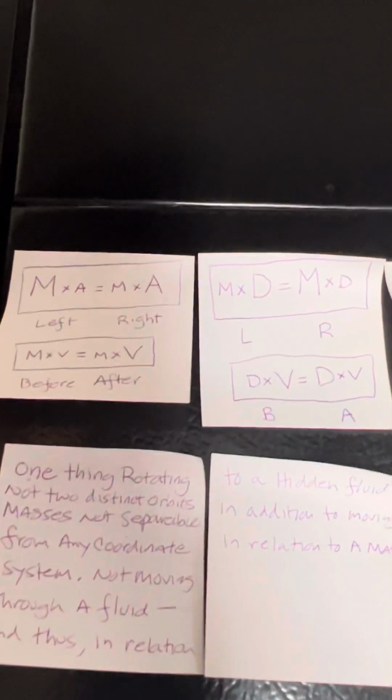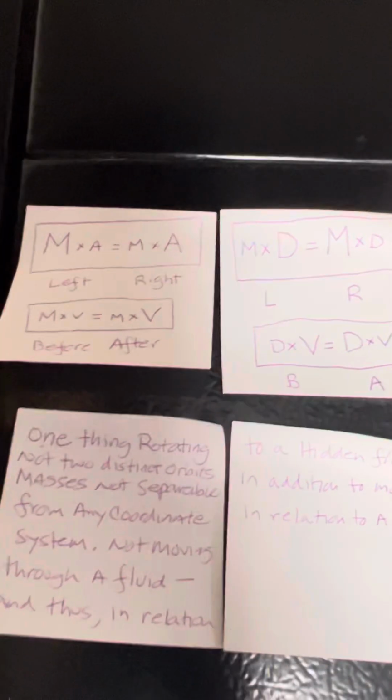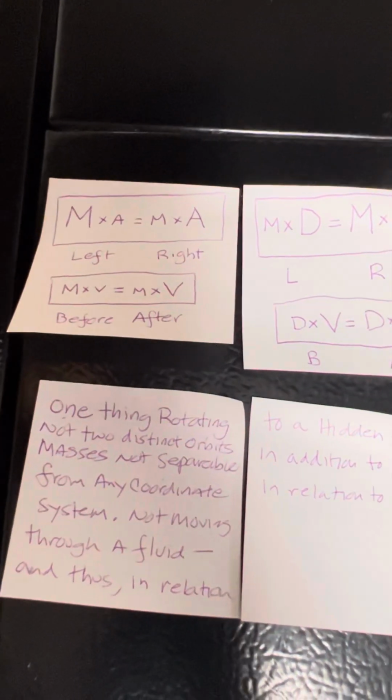So today I want to talk about how Kepler's laws actually resemble Newton's laws of motion, or specifically the conservation of momentum. So I'll turn this around. You probably want to see it like this. So mass times acceleration equals mass times acceleration. That's for the left side of a collision and the right side of a collision.